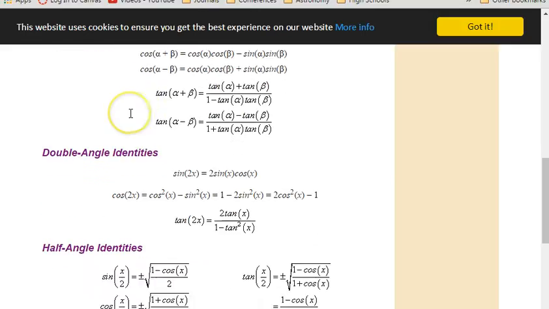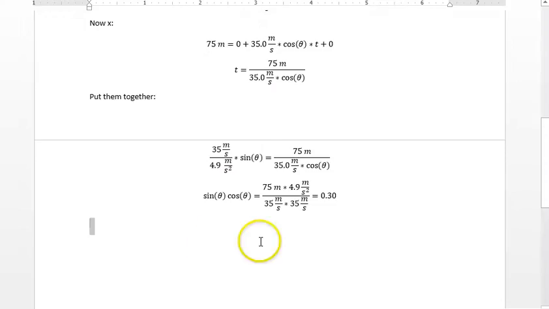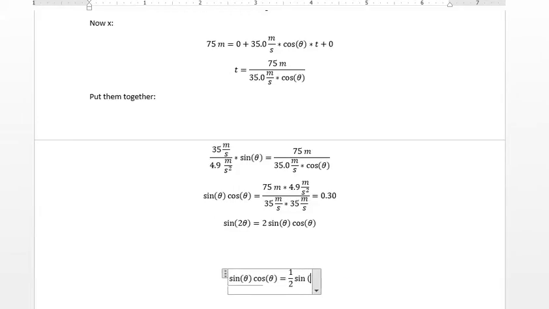We're looking for sine times cosine, and here it is right here, right? That's the equation we're after, the double angle identity. So let's put in sine of 2 theta equals 2 sine of theta cosine of theta. That's a trig identity that we found. So solving for this bit right here, sine theta cosine theta is 1/2 times the sine of 2 theta.